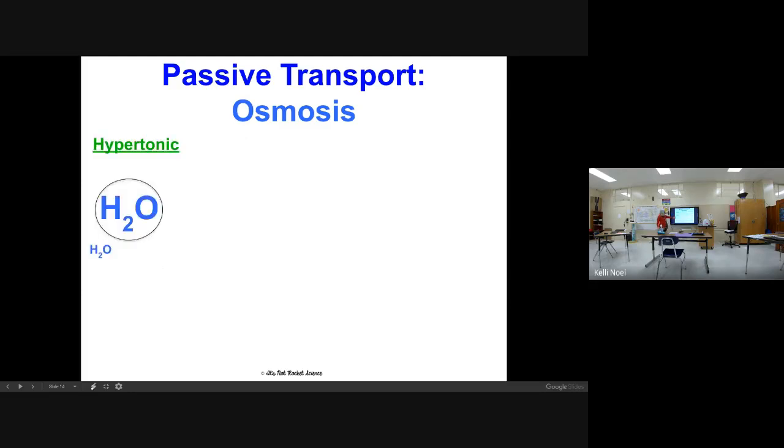All right. So this diagram here is going to come in handy when we do our practice a little bit later. So hypertonic, notice how big the H2O is. There's a lot of H2O in the middle. And we're going to see this with our gummy bears in the next day or so.